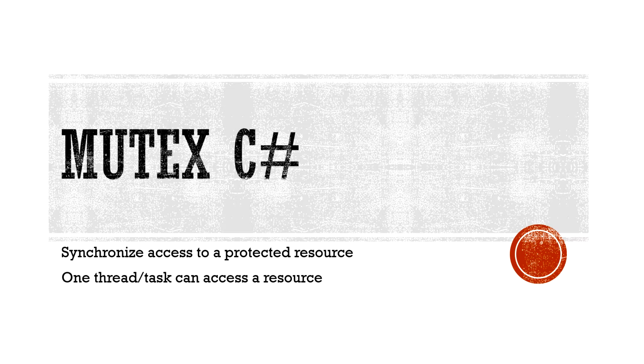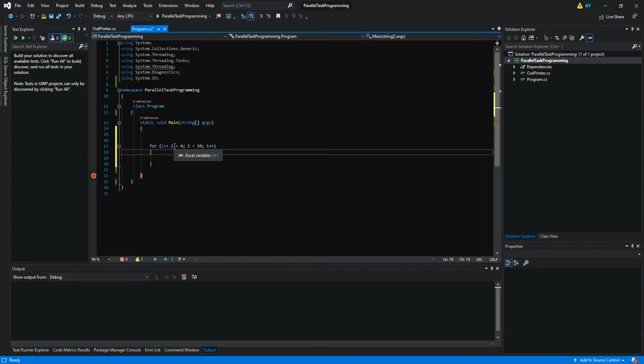You can use Mutex to synchronize access to a protected resource. One thread or task can access a resource. So this is really useful when you are working on a multi-threading project, or a project where you have a lot of tasks being created. You should use this when you're trying to lock so that another task or thread cannot use a resource while another task or thread is using that resource. And I will show you in this tutorial how to use that.